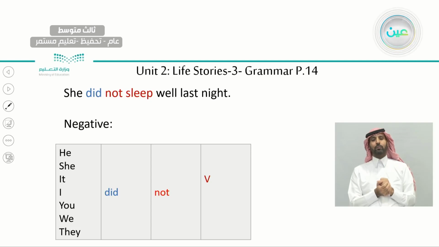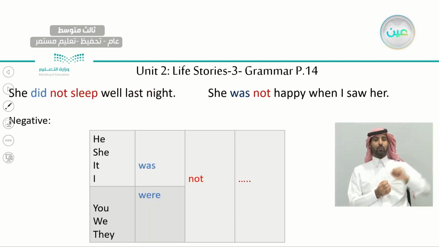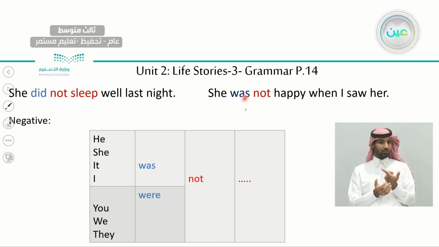It's a main verb. What if the sentence has verb to be, like here? She was, this is a verb to be, not happy. We don't have a main verb. We only have this one. صح? Here it's similar to the previous one. She did not sleep well last night. She was not happy when I saw her. Okay, these are two sentences.